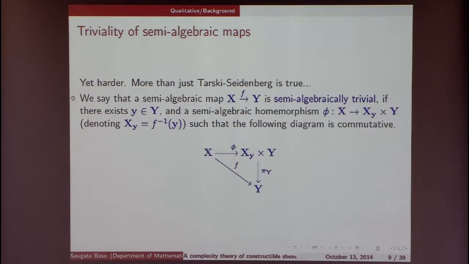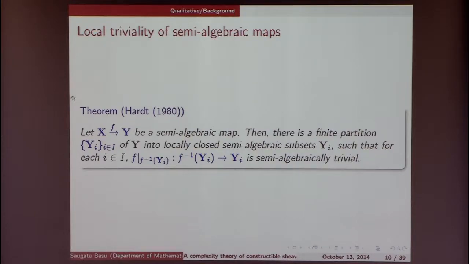So of course, you cannot expect that all semi-algebraic maps are semi-algebraically trivial in this sense, but something almost like this is true. This is a theorem of Hardt, which says that an arbitrary semi-algebraic map may not be semi-algebraically trivial, but there exists a finite semi-algebraic partition of the base into locally closed semi-algebraic subsets, such that the map restricted to the inverse image of each one of these pieces of the base is semi-algebraically trivial.